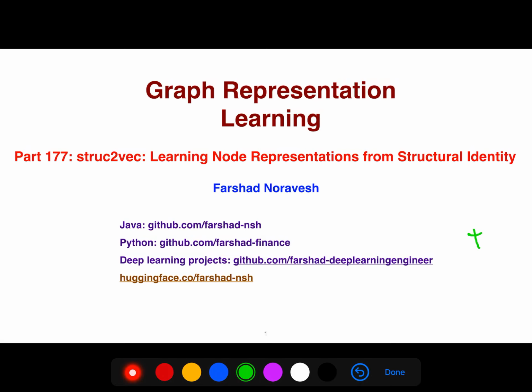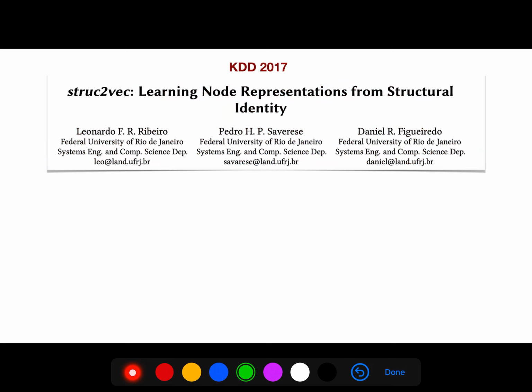Alright, so today I'm gonna be explaining this important paper with the title struct2vec, Learning Node Representations from Structural Identity. This paper, which is from 8 years ago, is still very important.